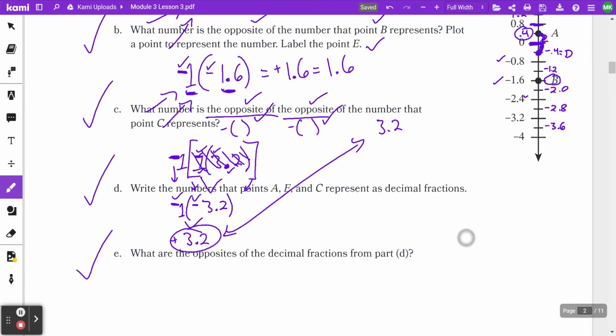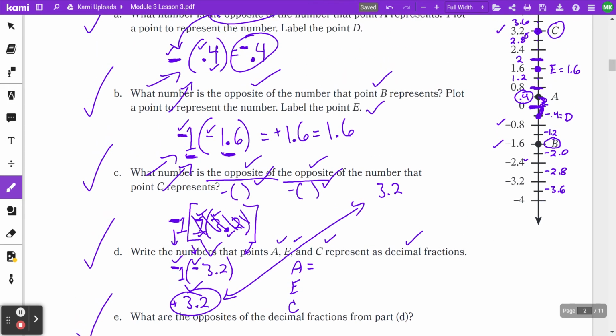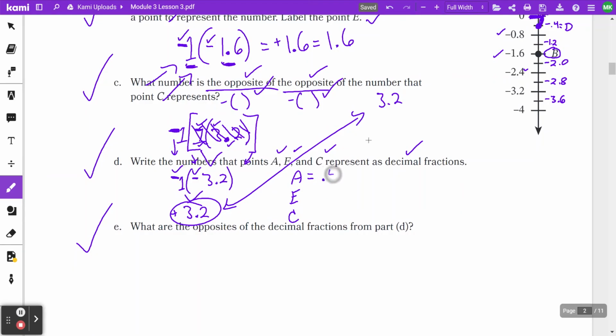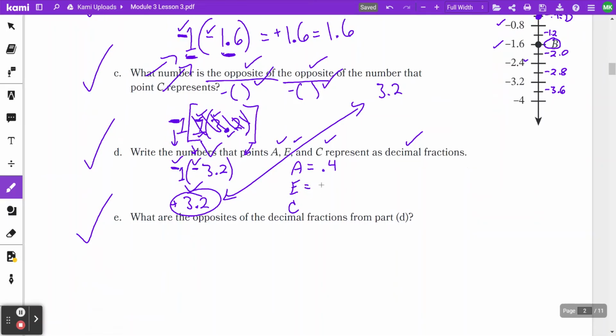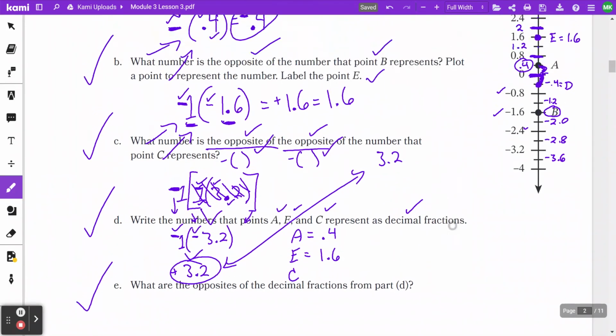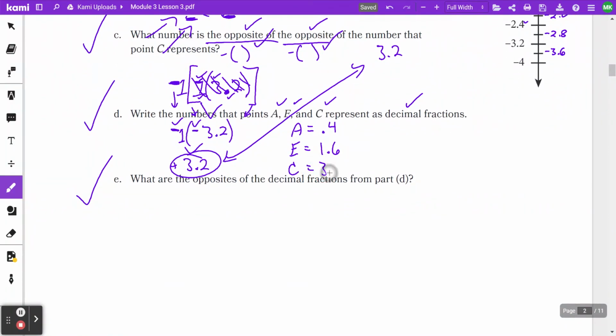Okay. And now what do they want here? They want points A, E, and C represented as decimal fractions. Oh, okay. So let me stack these up. Here's A, here's E, here's C. Let's see what's going on with A. A is 0.4, so I'll put my 0.4 in there. Point E is that 1.6, so I'll put that in there. And point C is 3.2. All right, so this is a review skill here. I'm just turning these into, let's see, decimal fractions.